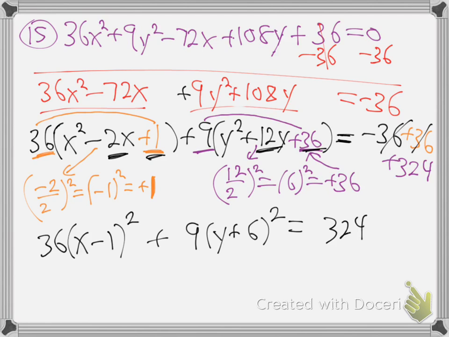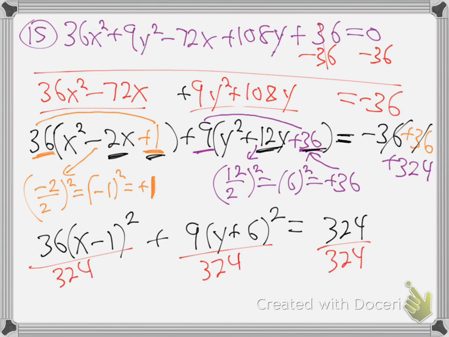324. All right, last step to give it the look we need. What do we need on the right side? A 1. Always a 1 on the right side. So whatever number you have on the right side, divide everybody by that number to force a 1 on the right side. You gotta have 1. Ellipse equations, we always have 1. Be the same thing next week with the hyperbola. Gotta have 1 on the right side. So divide through by 324.